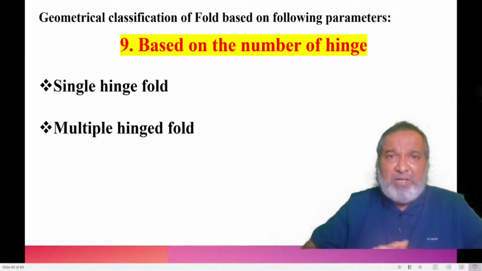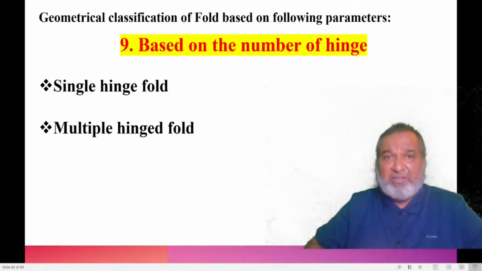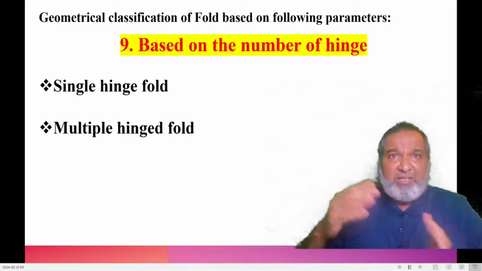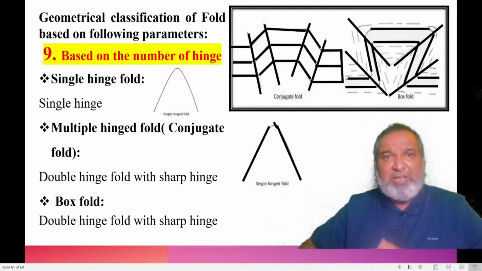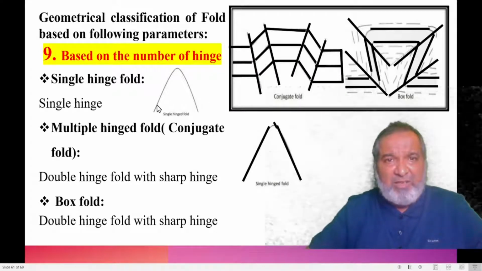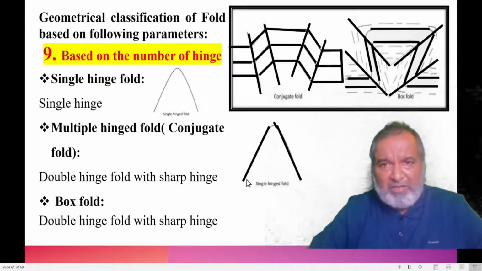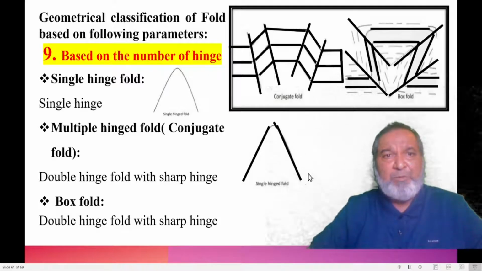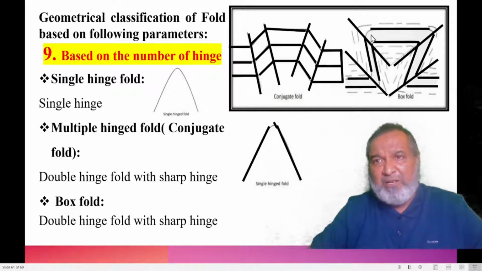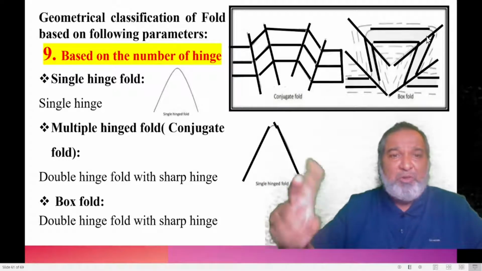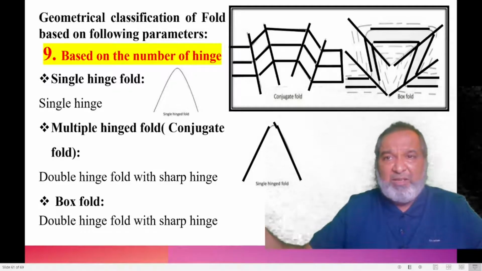Now the next parameter is based on the number of hinges, the number of hinge lines, whether single hinge or multiple hinge. So these are based on the hinge. You can have a single hinge. Here we have a simple fold. I have drawn a single fold. Now here you can find this is one, this is two. This will be one here and this will be two. So there will be multiple ones.